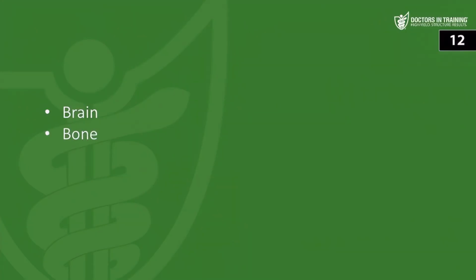Next, what are the 4 most common locations of lung cancer mets? So you're going to go to the brain, the bone, the liver, and the adrenal glands.